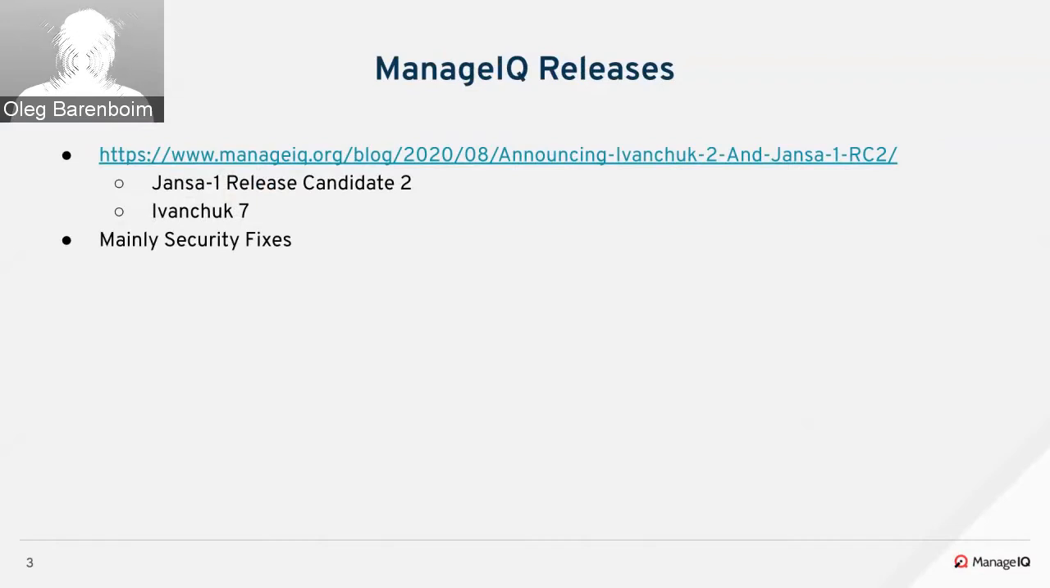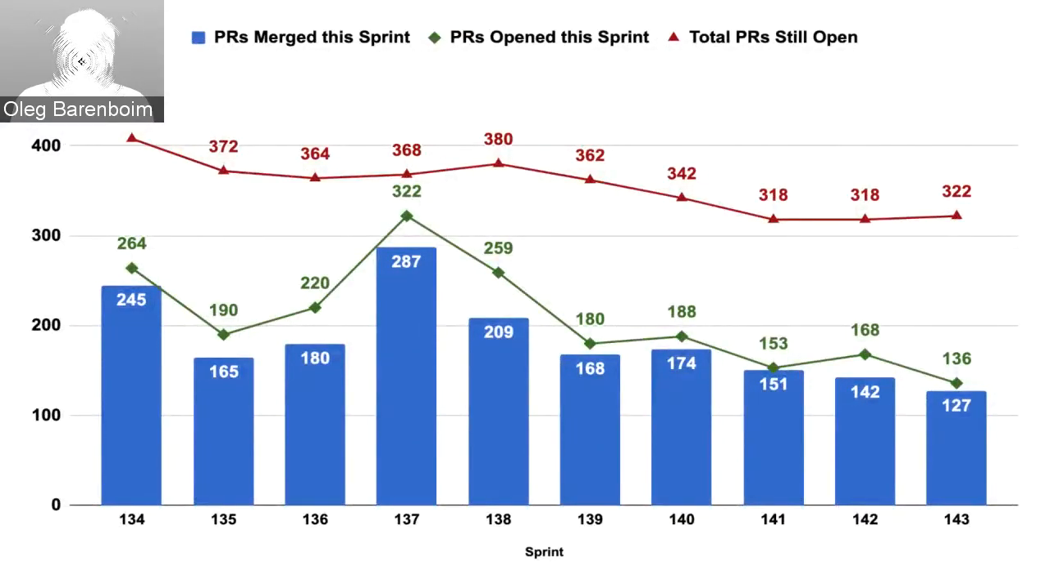Okay, on to the sprint statistics. This sprint, we went down a little bit on both the merged PRs and the open PRs. I think as we're nearing a release, we're planning what's coming in the next release, so there's more discussion and less activity. That's what I'm attributing that to. Hopefully it'll pick up pretty soon.